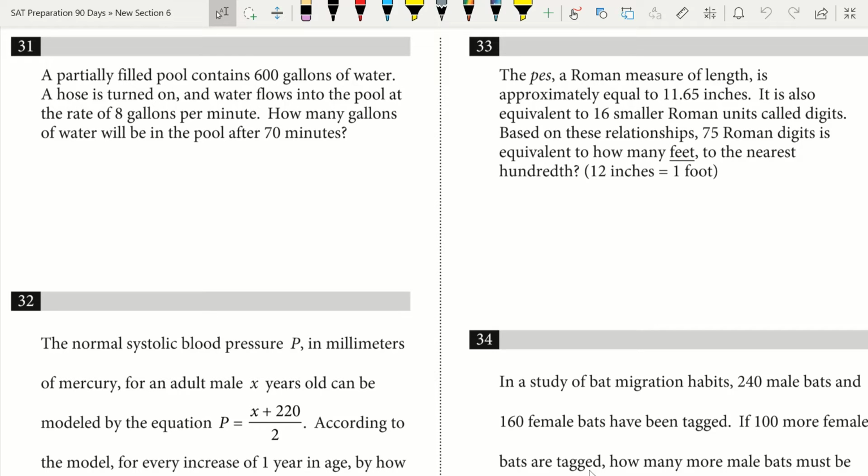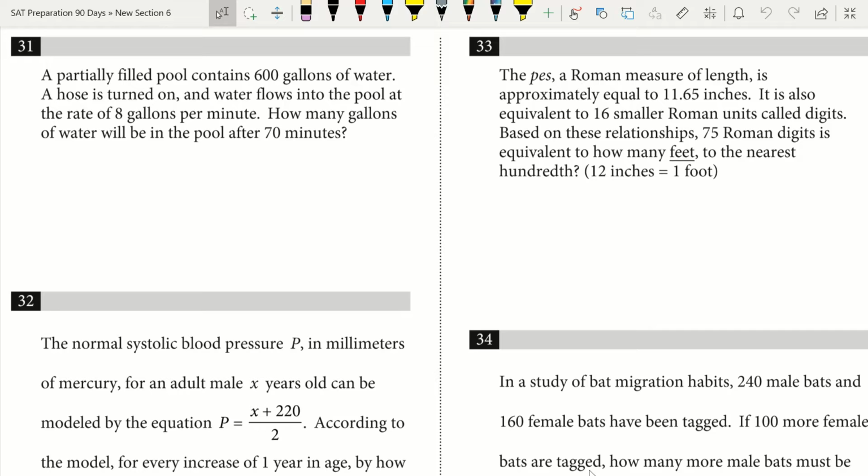Today is day 36 in our 90-day SAT prep series. Today we're going to be spending about 20 minutes with the SAT math section, and then we'll switch over and do about 25 minutes with the SAT writing section. So for today's math section, we're going to be going through SAT Practice Test 4. We're going to do problems 31 through 38 of the Math with Calculator section.